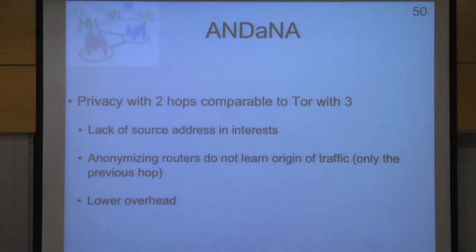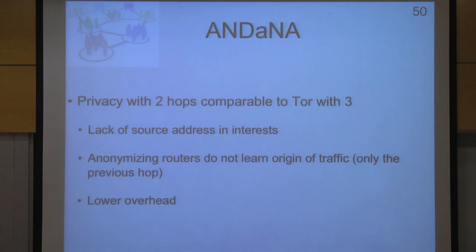Okay, so again, due to the main features of the architecture, it is interesting to observe that the privacy obtained with this approach to onion routers is equivalent to Tor with three hops. That's kind of a trivial observation, and it is not due to our clever design. It's due to the feature of NDN that says interests do not have source addresses. Right? Maybe you can convince yourself that that's the case.